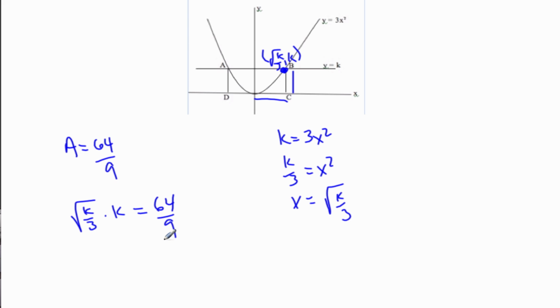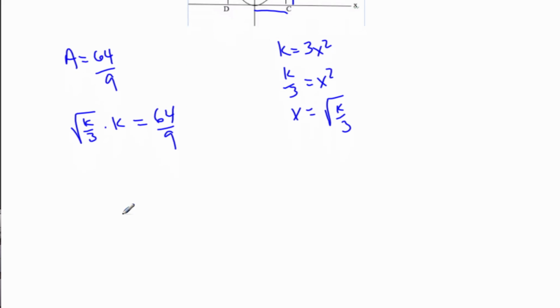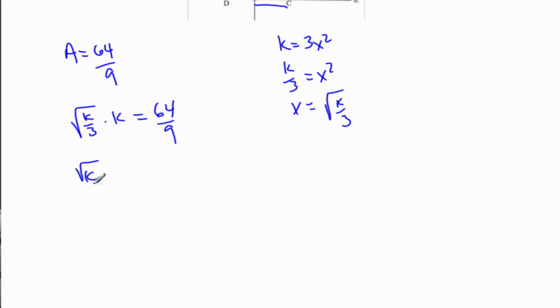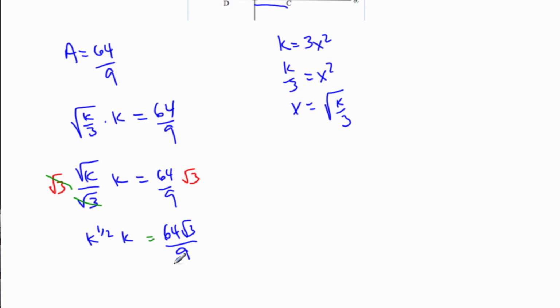So my area then is base times height, the square root of k over 3 times k, is equal to 64 over 9. Solving this equation, we're not allowed to use a calculator, so it's a lot of exponent work, which is tricky, but you've done it before. You just have to take it one step at a time. I'm going to rewrite the square root of k as k to the 1/2. And while I'm at it, let's multiply both sides by root 3 so that they cancel. Okay, so I know this together is going to be 64 root 3 over 9.